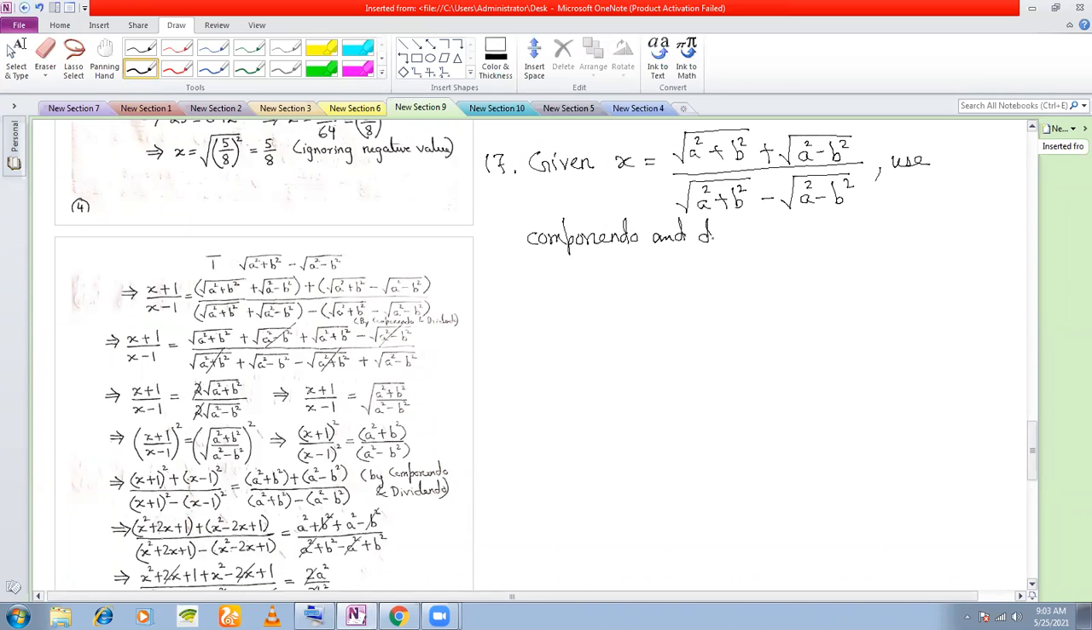Use componendo and dividendo to prove that b square is equal to 2a square x by x square plus 1.